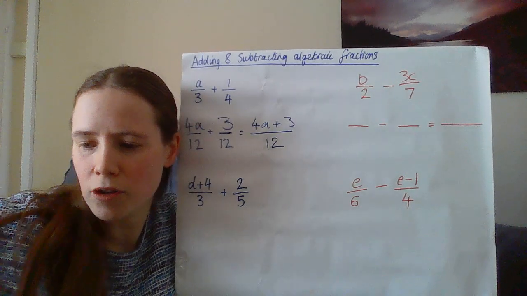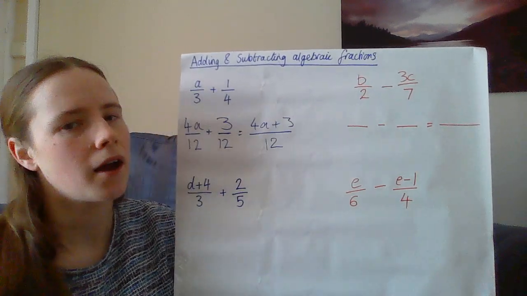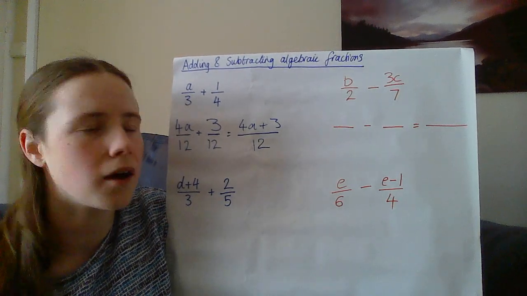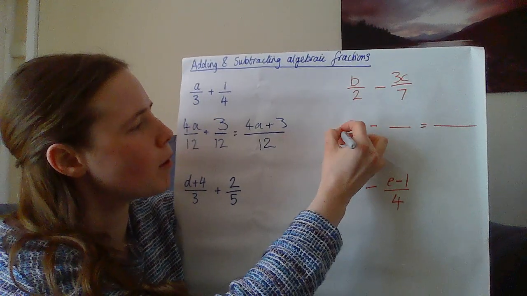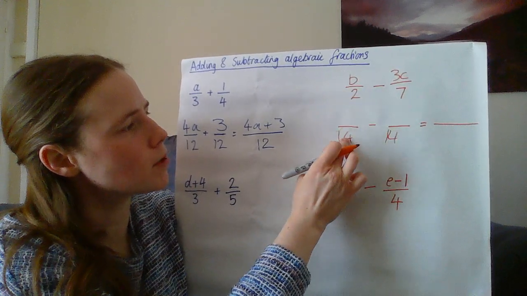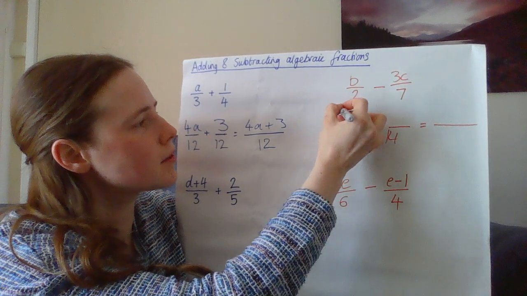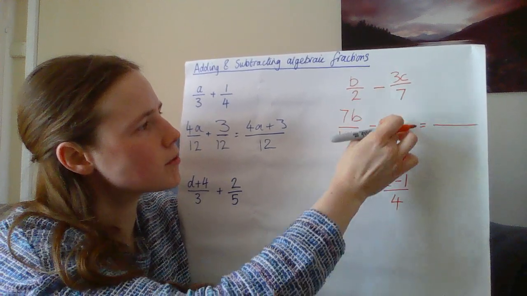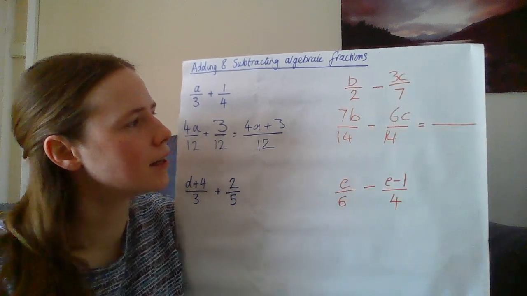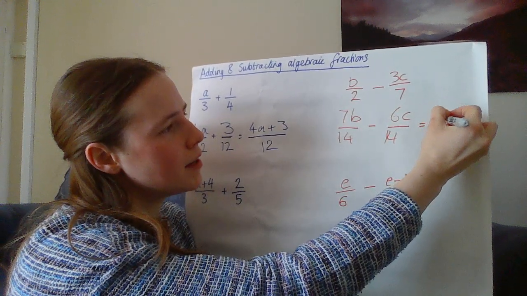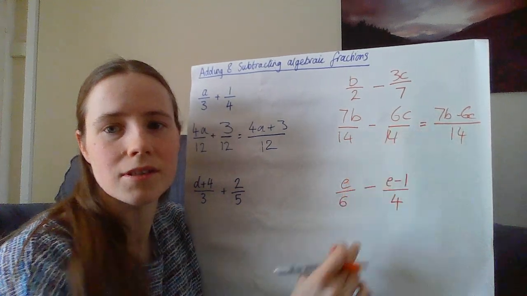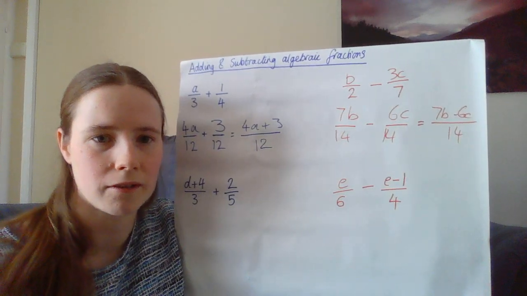Next question, this time we've got a subtraction, but they're very, very similar. Okay, so we've got b over 2 minus 3c over 7. My lowest common multiple is 14, so I'm going to put the 14 on the bottom, times both top and bottom of this one by 7 to make that happen, so that becomes a 7b, times top and bottom of this one by 2 to make that happen, so it becomes a 6c. So I end up with 7b minus 6c all over 14. I can't do anything with those because the letters are different, so I can't put them together at all.